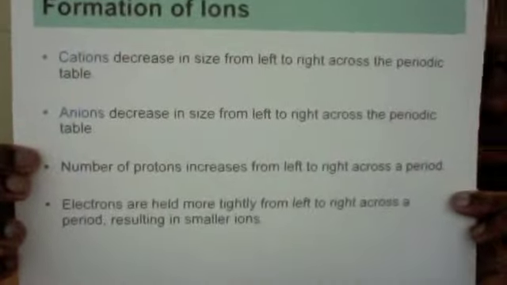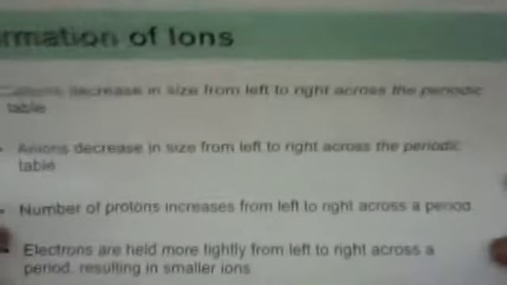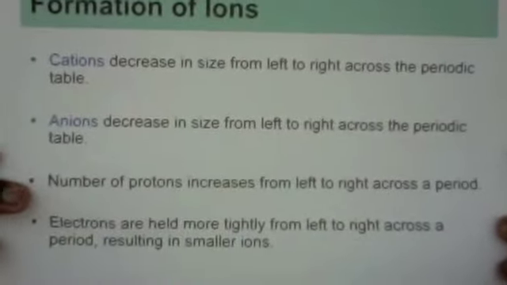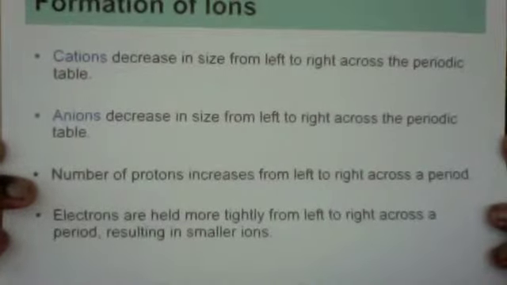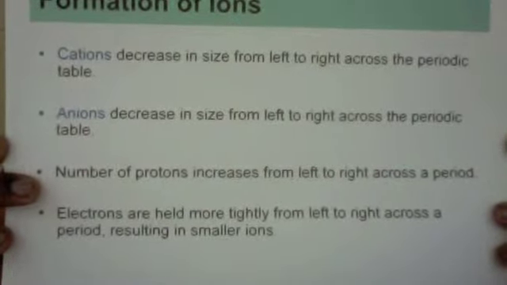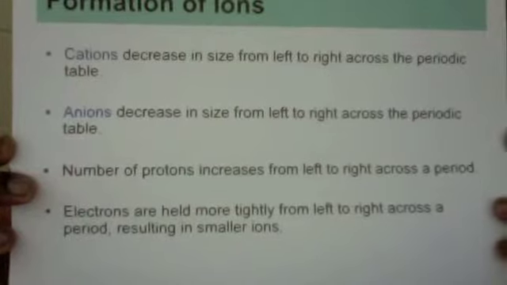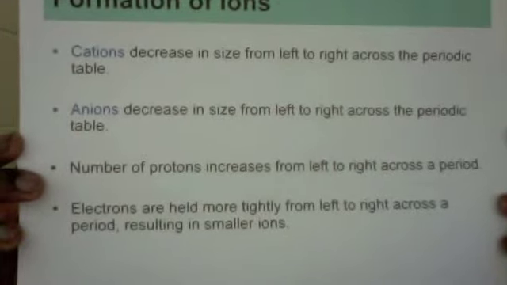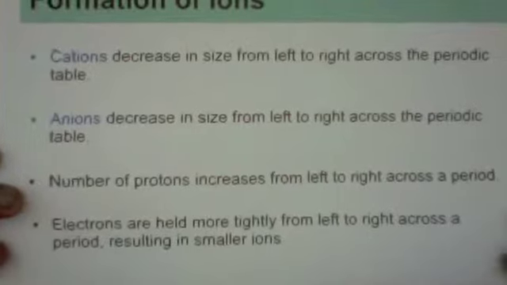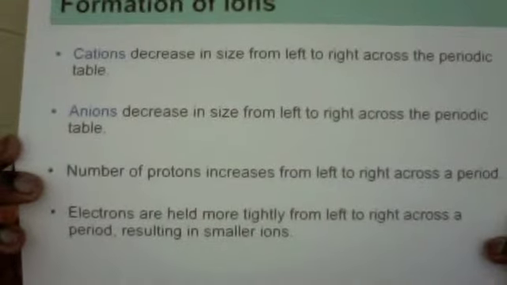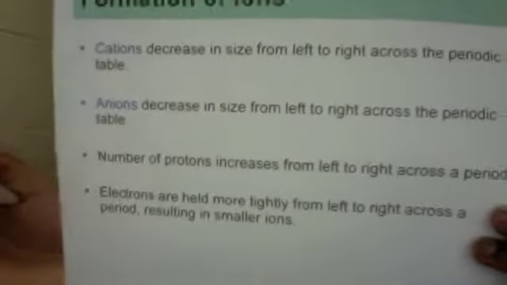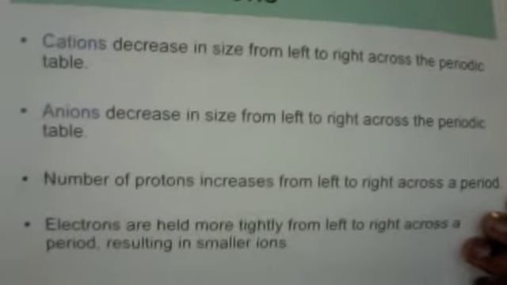Cations decrease in size from left to right across the periodic table, as seen in that chart before. And anions decrease in size from left to right. The number of protons increases from left to right, and electrons are held more tightly from left to right across a period, resulting in smaller ions. So that's moving from a cation to an anion, whether it's a positively charged cation or a negatively charged anion. You just want to remember that. Positive cation, negative anion. Negative gain electrons, positive lose electrons.